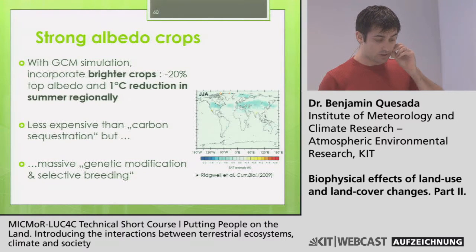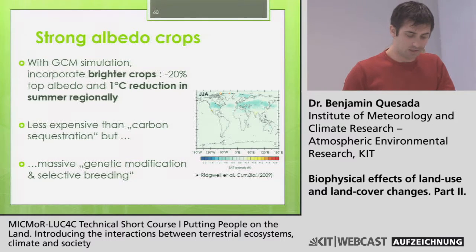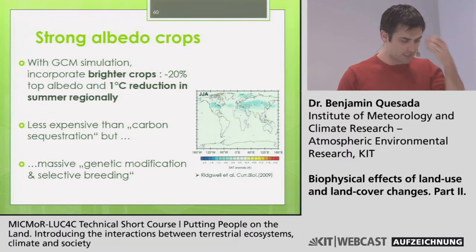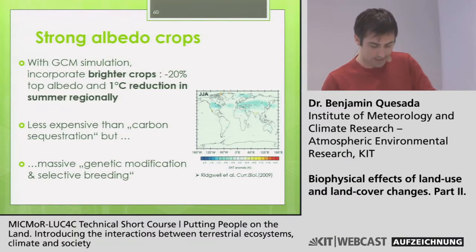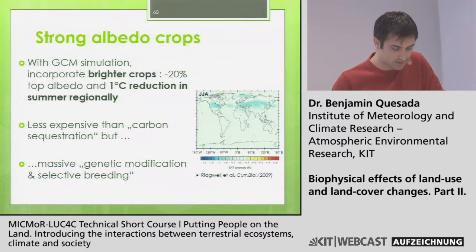You can also think of more geoengineering stuff, like having strong albedo crops, brighter crops. And this is what Ridgwell et al. in 2009 simulated with a global coupled model. And in fact, if we have brighter crops almost everywhere in the northern hemisphere, then you can reduce the top albedo, and that can lead to a 1 degree reduction in summer regionally. That's, they say, less expensive than carbon sequestration, but it implies, according to the authors, a massive genetic modification and selective breeding.